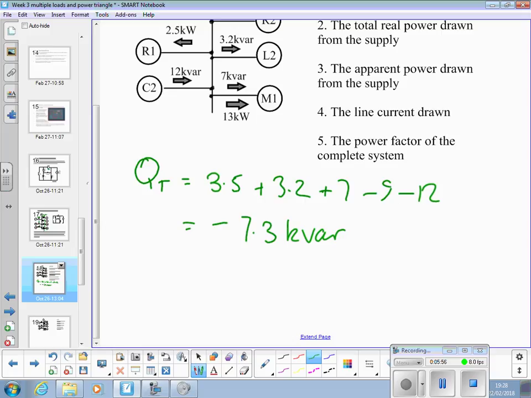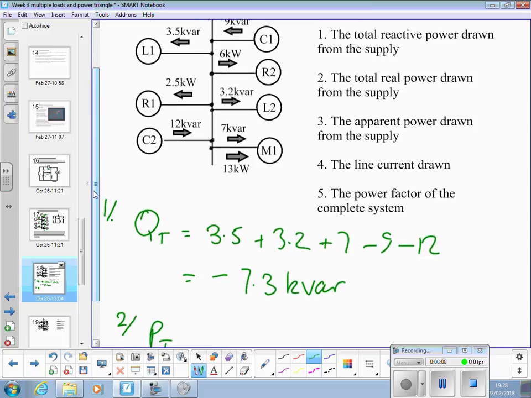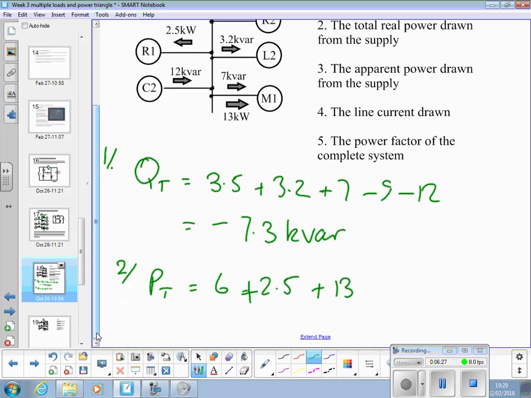Step 2, total power. We just take all the individual powers. That's 6 kilowatts for R2, plus 2.5 kilowatts for R1, plus 13 kilowatts for the motor. That's 21.5 kilowatts.